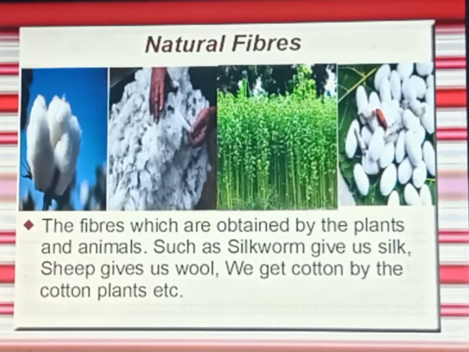Natural fibers are the fibers which are obtained from plants and animals. For example, the silkworm gives us silk, sheep give us wool, and we get cotton from the cotton plant. If you want to know about jute, then we get jute from a plant. So you know the definition: the fibers which plants and animals give us. Now let us move ahead.